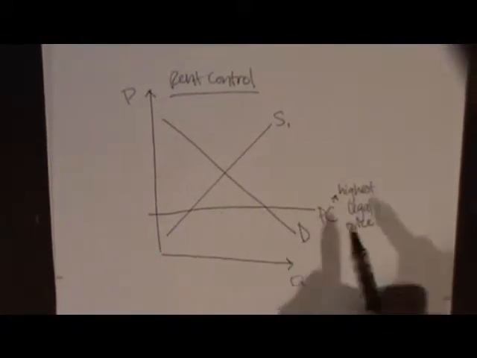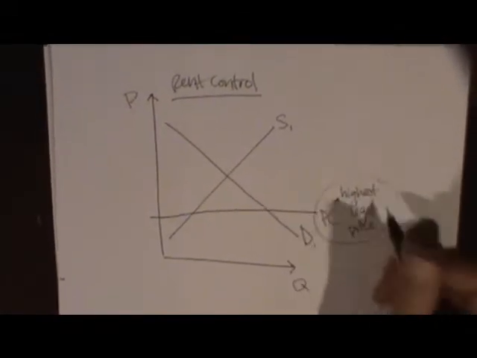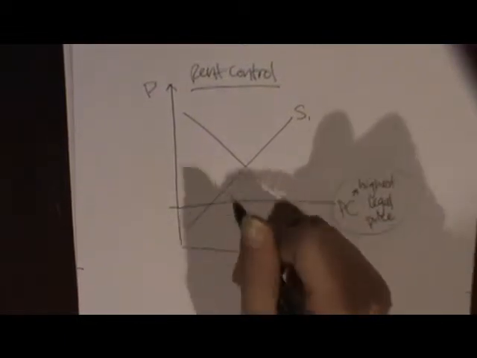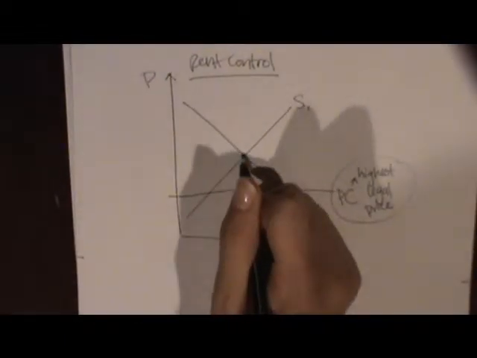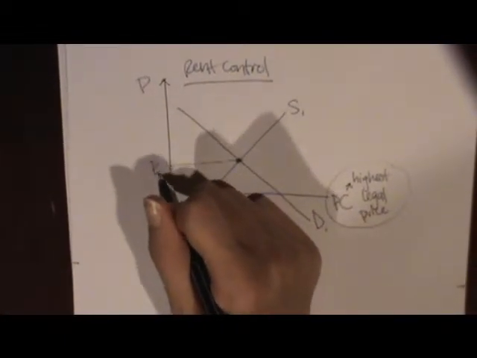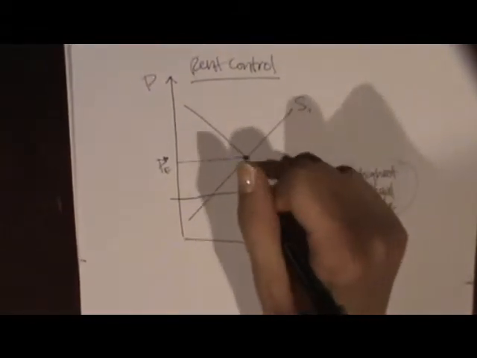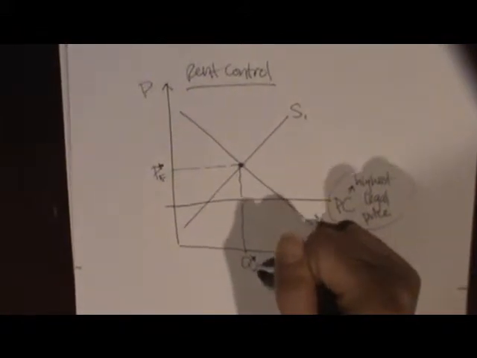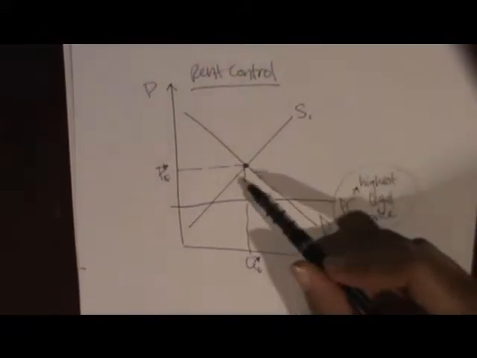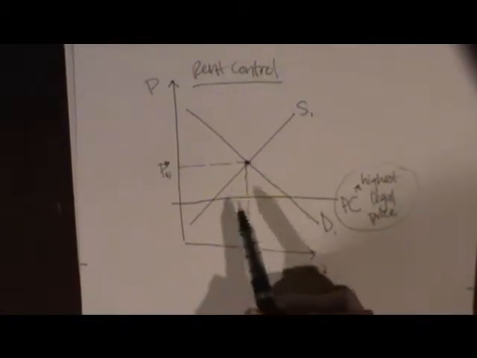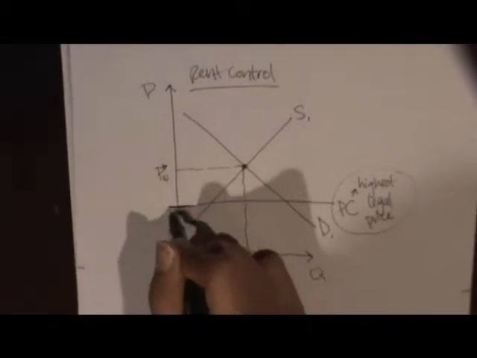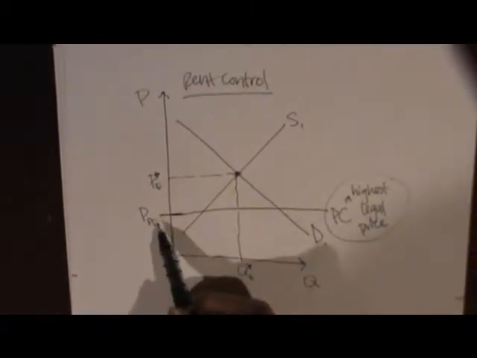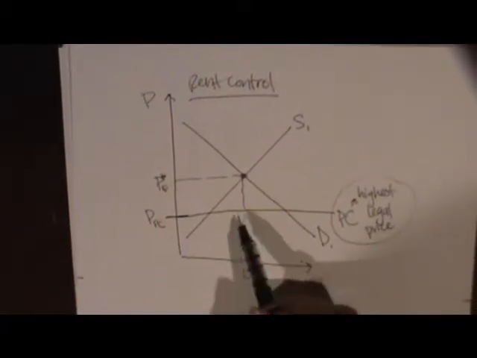Anytime you have a problem with price floors or price ceilings, you're going to want to do this first and say, does this law actually make a difference in the market? In this case, if the market was left alone, we would have a price here, PE is for equilibrium, and our quantity would be here. But in this case, we have a law that says the price cannot go above this price, the price ceiling. This is the highest legal price.